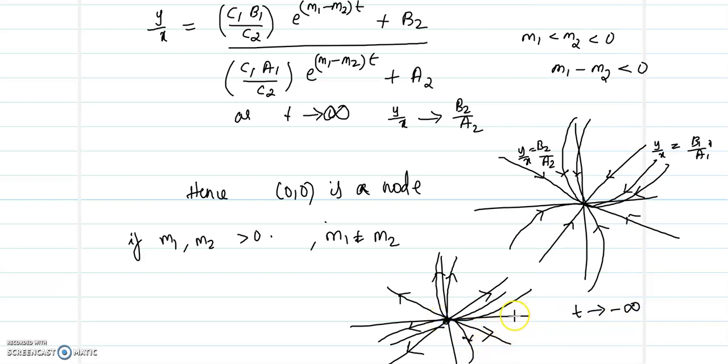So that completes the proof of both the cases. Therefore, when the roots are real and distinct, and when they are of the same sign, it will be a node. So in one case it is stable, and in the other case it will be unstable.